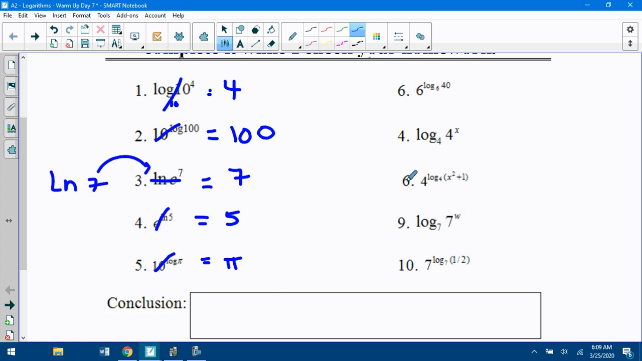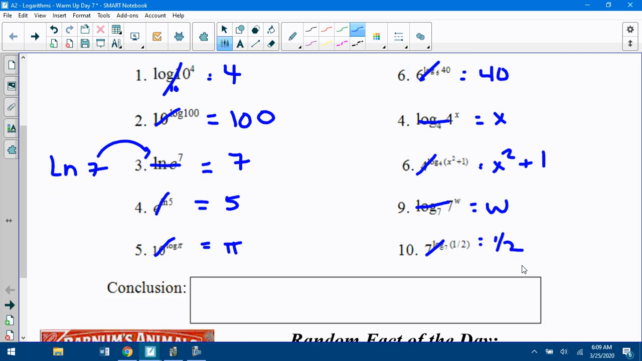Sorry, the numbers are kind of screwed up. 6 to the log base 6 of 40 equals 40. Log base 4 of 4 to the x equals x. 4 raised to the log base 4, you're just going to get whatever's in the exponent, even if it's x squared plus 1. Log base 7 of 7 to the w, w. And 7 to the log base 7 of 1/2 would be 1/2.